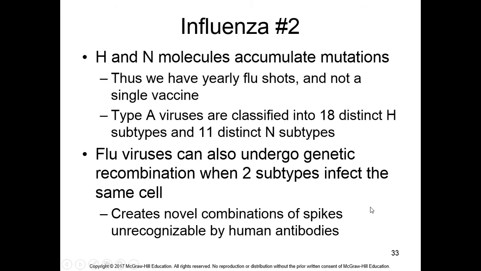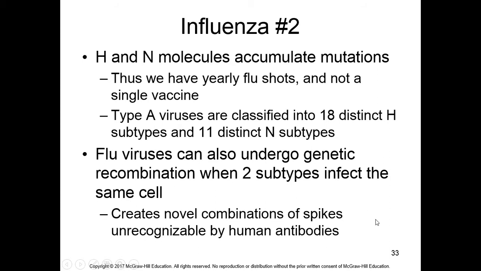So these H and N molecules basically accumulate mutations, and that is why we have yearly flu shots, not a single vaccine. Every year we continue to monitor which types of flu viruses are circulating in our surroundings, and then on the basis of the most commonly circulating viruses, we design the vaccine for that particular year. Type A viruses are classified into 18 distinct H types and 11 distinct N subtypes.